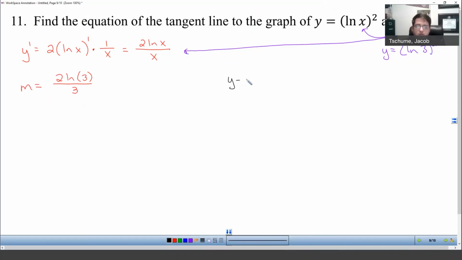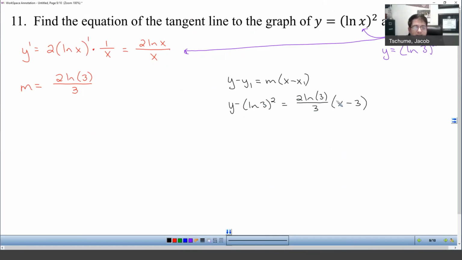To write the equation of our tangent line, we are going to use the point-slope formula again, and it's going to look a little weird with these weird numbers, but we'll get through it and I'll show you how to do it. This will end up being y minus our y value, which for right now we're going to leave as the natural log of 3 squared, equal to your slope, which I'm going to leave as 2 times the natural log of 3 over 3, times x minus my x value, which is 3.